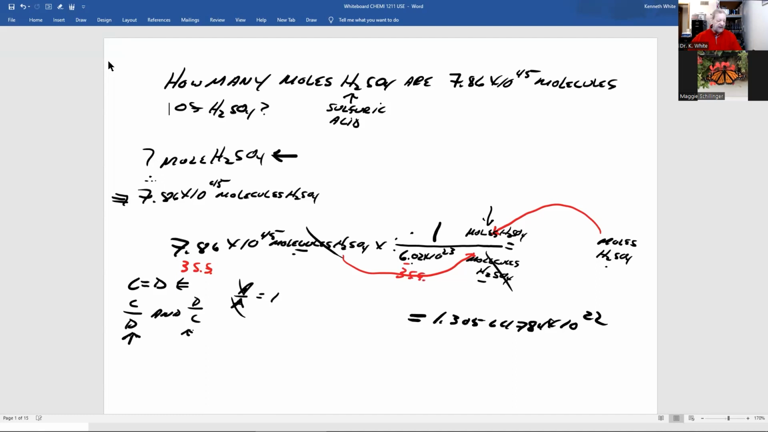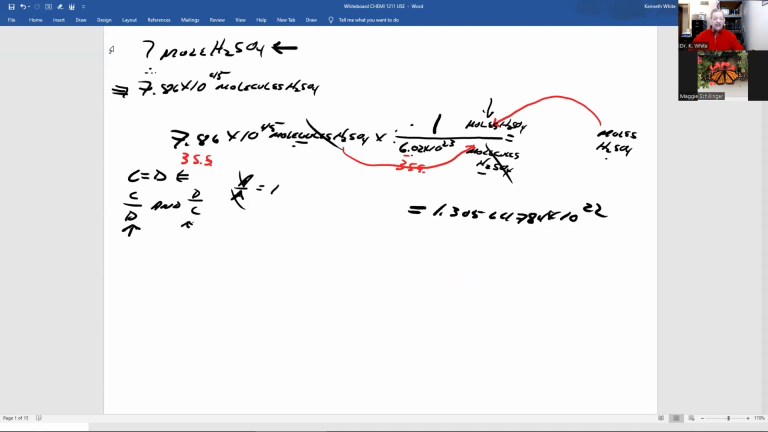And when you multiply and divide, you get the same number of significant figures in your answer as the number that has the fewest significant figures that you're multiplying and dividing by. In this case, it's 3. So you have to round this number to 3 significant figures. And I'll give you 15 seconds, 3 times 5, to do that.